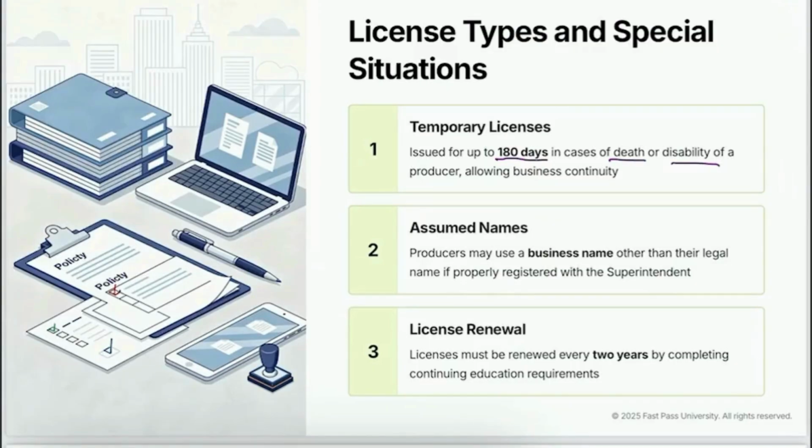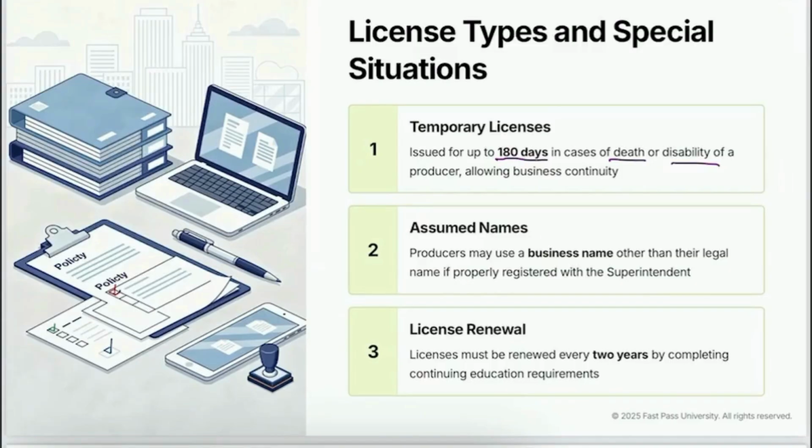But that her husband passed away or had a disability. Well, his entire book of business needs to be taken care of, right? And if you are not licensed, you can't make any changes to a policy. You can't write new policies. You can't add a car, anything like that.